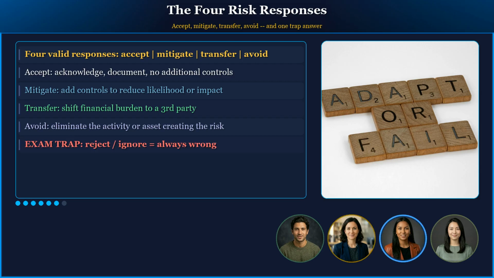Now for the exam trap. You may see reject or ignore listed as a risk response option. It is not valid. ISC² does not recognize reject or ignore as a strategy.